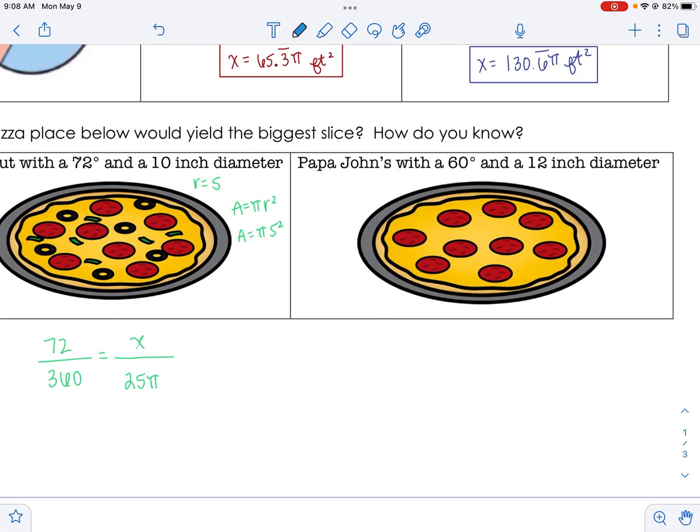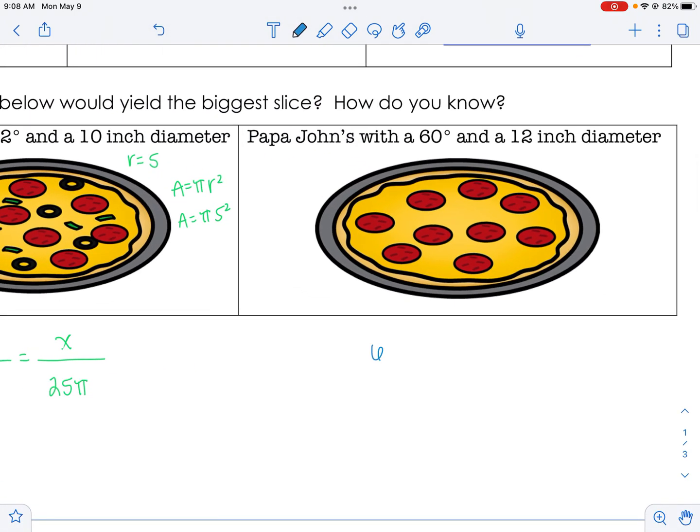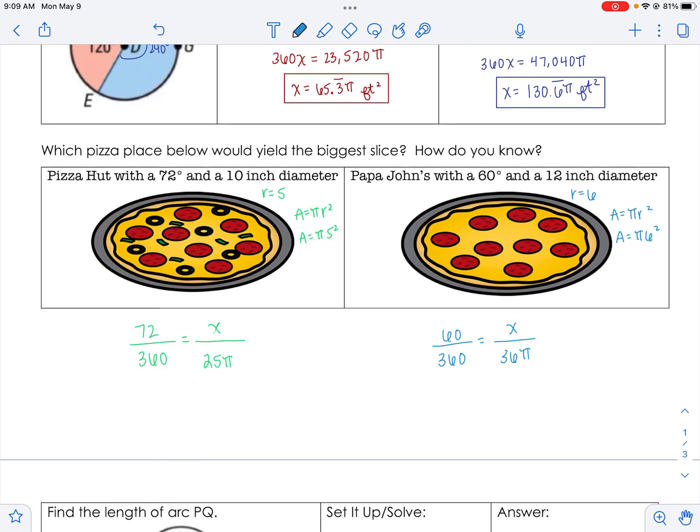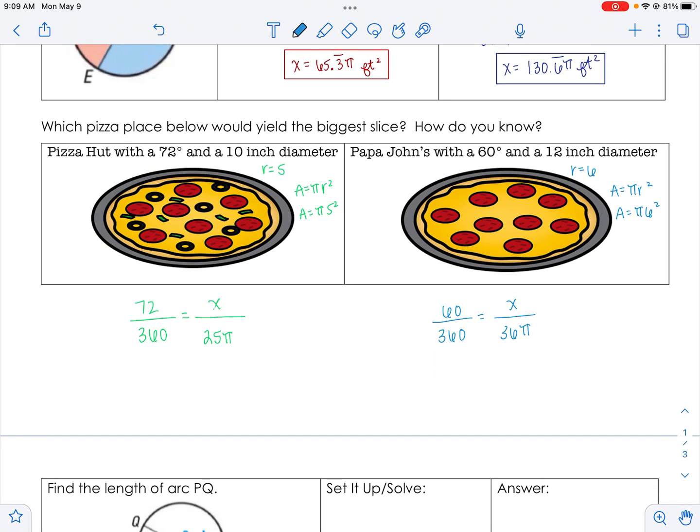To set up Papa John's, it's really similar, but now it's going to be 60 over 360 because the angle was 60 degrees. So the measure of this slice had a 60-degree slice. And then this would be x over, well, the diameter is 12. The radius, remember, is half, so the radius would be 6. So pi r squared. So pi times 6 squared would make the area of that pizza 36 pi. I'm going to give you a minute to cross multiply each of these and then figure out which one is going to give you the bigger slice. Which one's going to give you the bigger slice?